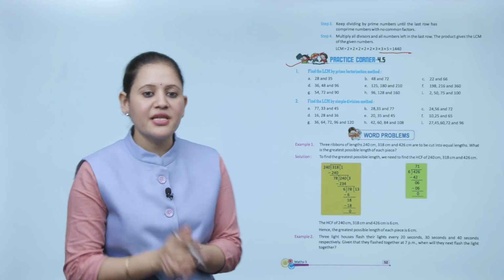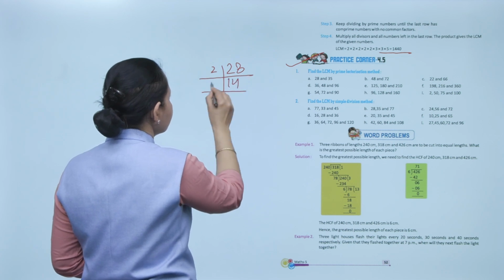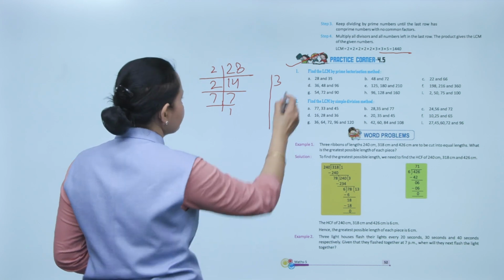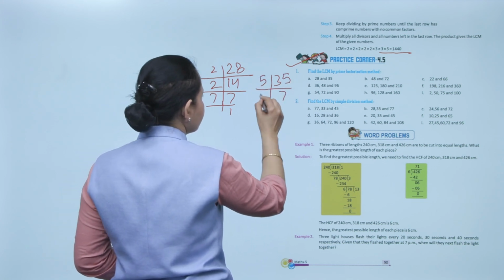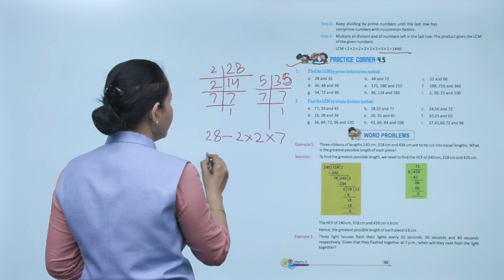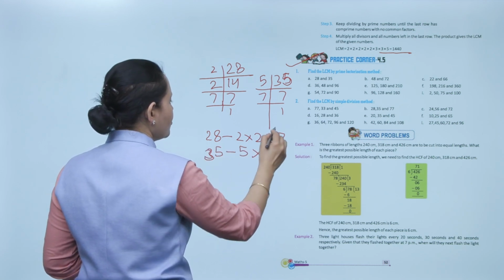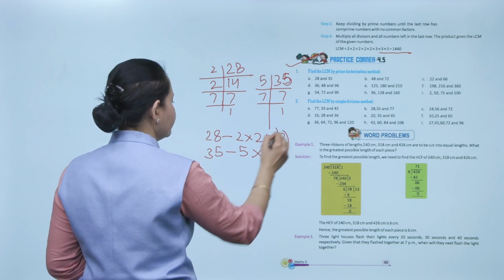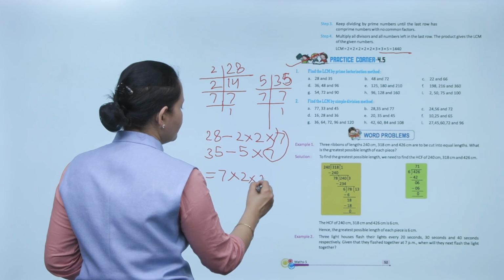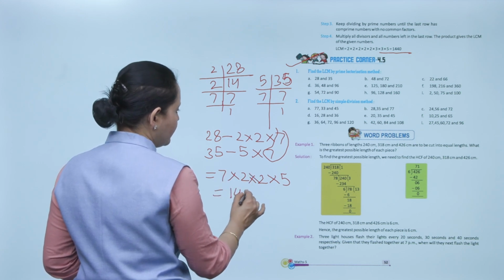Find the LCM by prime factorization method. So the numbers are 28 and 35. So first we'll do the prime factorization of 28 and 35. So prime factorization of 28 is equal to 2 into 2 into 7, 35 is equal to 5 into 7. So the common factor is 7. So LCM will be 7 into 2 into 2 into 2 into 5. 5 2s are 10, 7 2s are 14. 14 into 10, 140. That is the LCM of the given numbers.